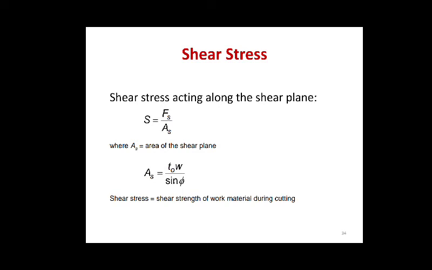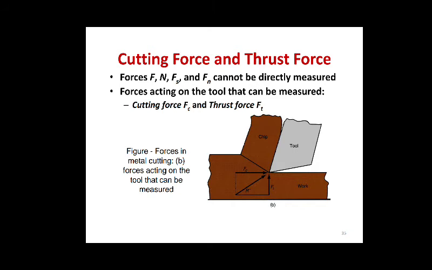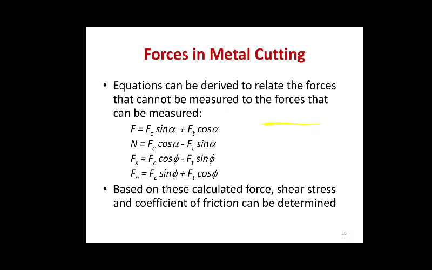Now let us see the cutting force and thrust force. So forces F, Fs and Fn cannot be directly measured. Forces acting on the tool that can be measured are cutting force and thrust force. So the figure shows the forces in metal cutting. Equations can be derived to relate the forces that can be measured to the forces that cannot be measured.